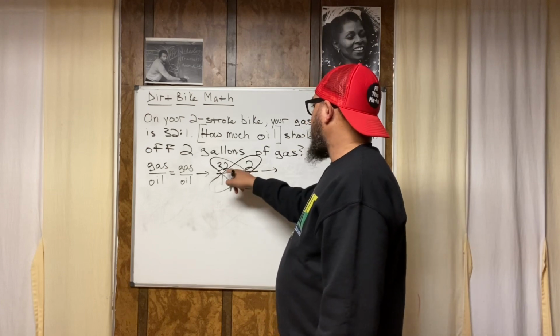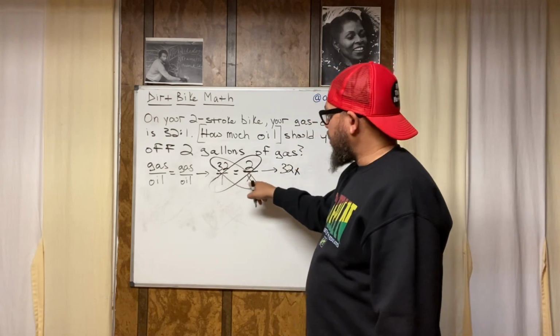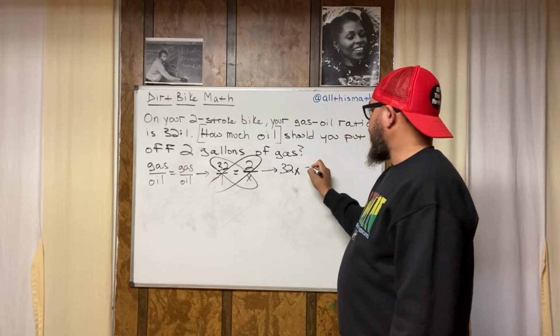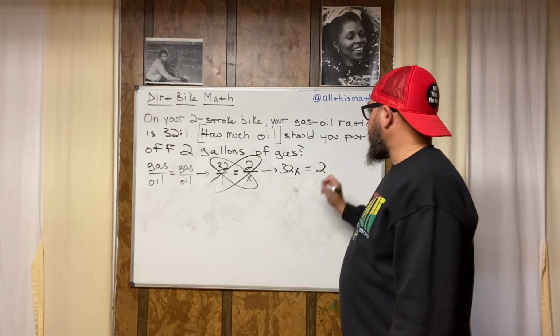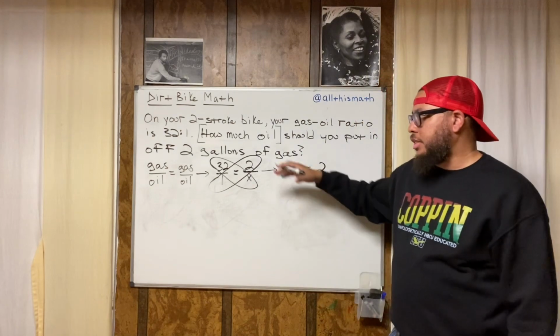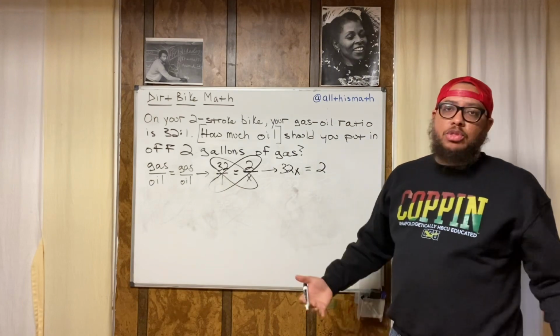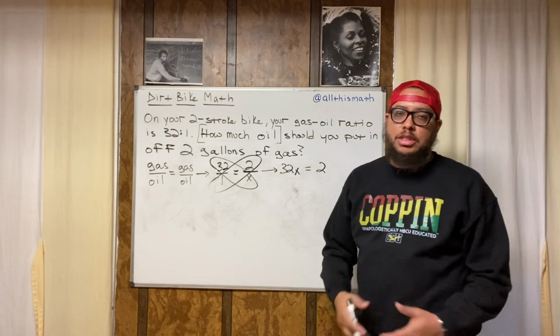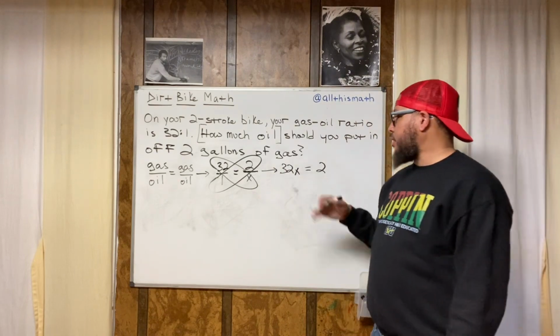It's going to become 32x, because 32 times x is 32x, is equal to, write your equal sign, 2 times 1. 2 times 1 is 2. All right, so now we just simplified the equation. We got rid of the fractions. We got 32x equals 2. That's why I like cross product property, because it helps me to simplify my equations and get rid of my fractions.